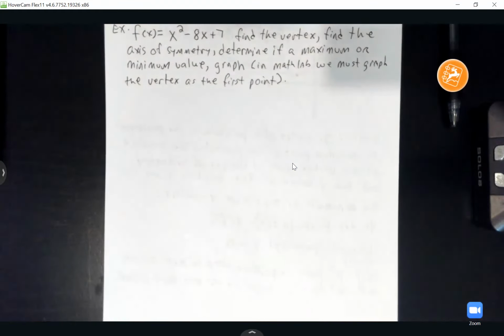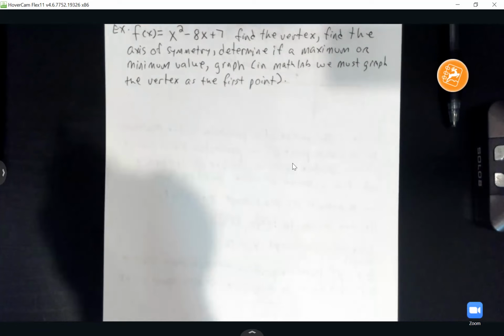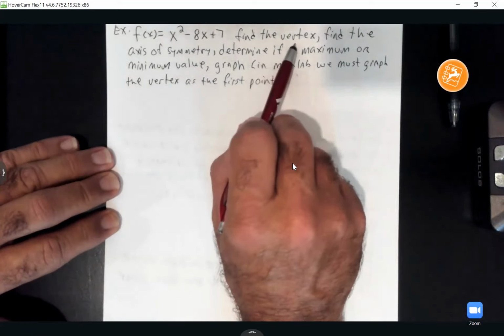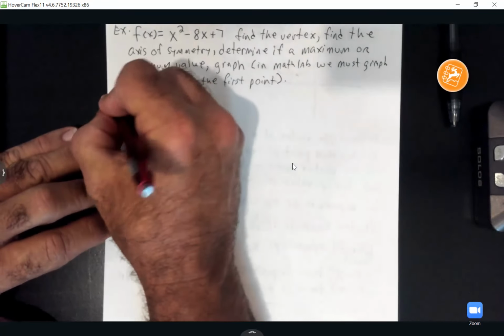Okay, so they are picky on this one since we're playing with the vertex. When we graph this in MATLAB, it has to be the first point you plot, okay? And then remember, you're going to choose that U-shaped parabola tool on this. So the first thing we're going to do, we're going to find the vertex.